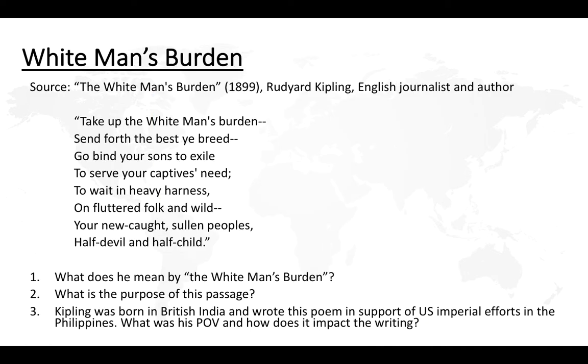To start, I want to look at this poem that was written by an English journalist, The White Man's Burden. And this fits in with the cultural reasons why imperialism happened. This is what he said: Take up the white man's burden, send forth the best ye breed. Go bind your sons to exile, to serve your captives' need. To wait in heavy harness on fluttered folk and wild, your new caught stolen peoples, half devil, half child.